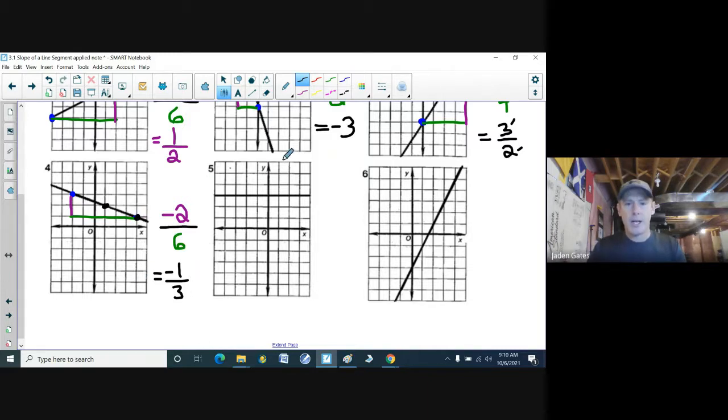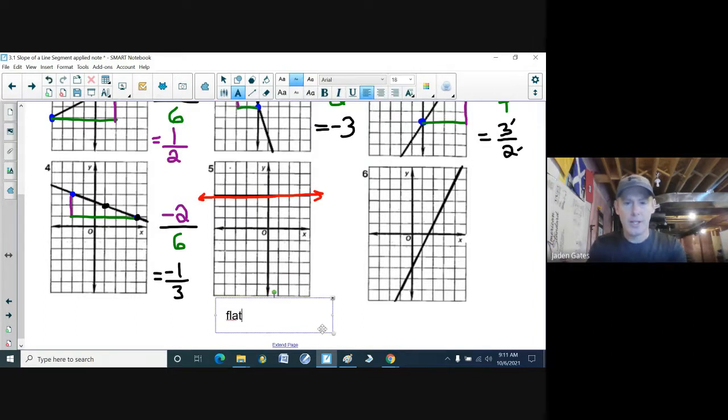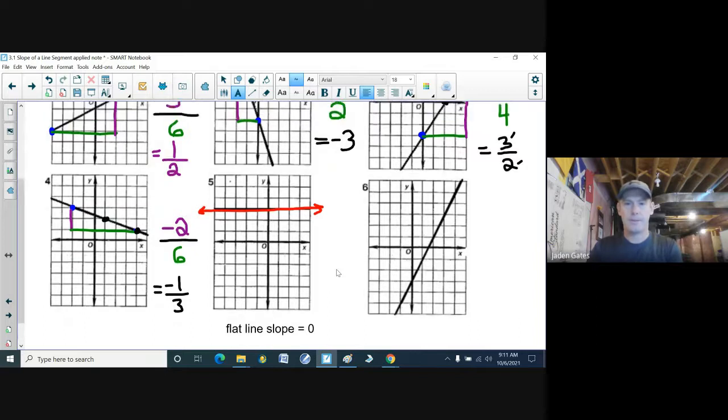All right, number 5. There we have our line. Now, there's no need for me to do rise over run in this situation. It's a flat line. And so, because it's a flat line, the slope is just simply equal to 0. It's neither downhill or uphill. All right, then last one here. Well, not last one of these ones.